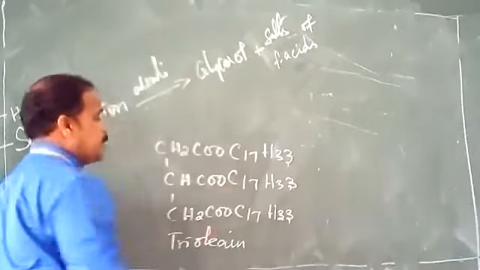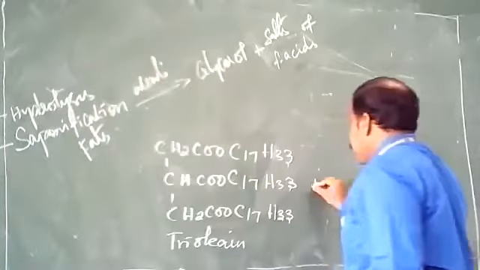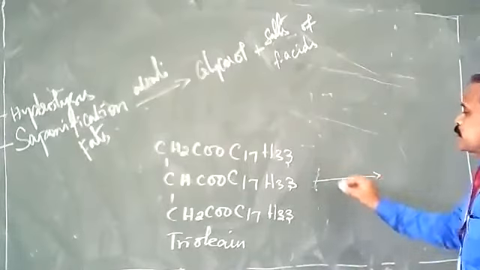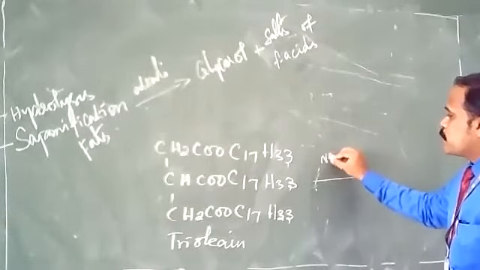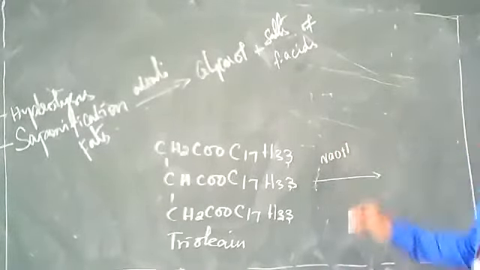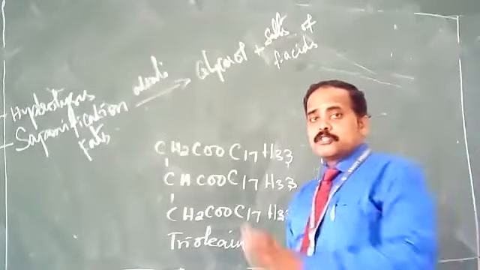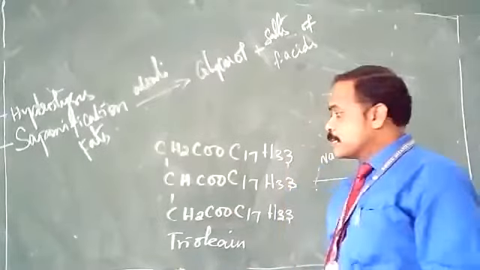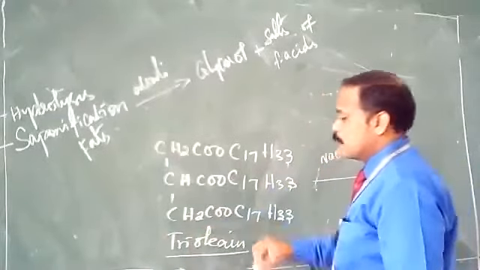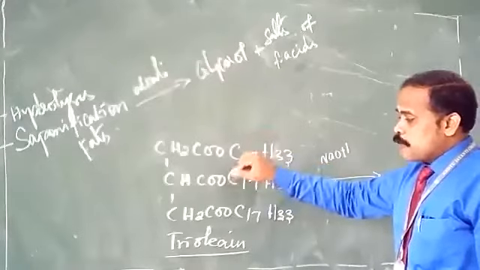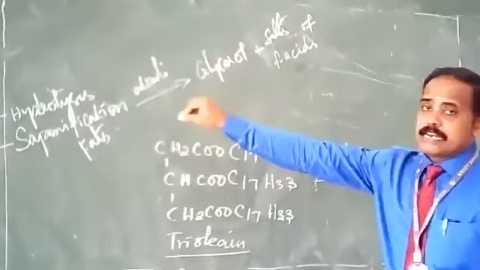This is the structure of trioleine. When this trioleine is hydrolyzed with sodium hydroxide, the sodium hydroxide is used as the saponifying agent for hydrolyzing it. The process of hydrolyzing lipids or fats by using alkali is called saponification.